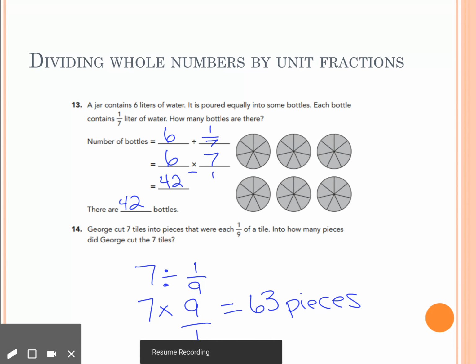So that's it for dividing whole numbers by unit fractions. Just remember, keep, flip, change.